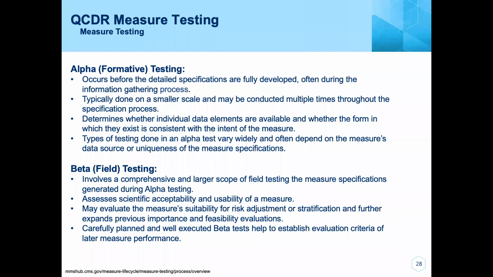The beta, or field testing, involves a more comprehensive and larger scope of testing than the measure specifications that are generated during the alpha testing. Beta testing assesses scientific acceptability and usability of a measure. It may also evaluate the measure's suitability for risk adjustment or stratification, and then further expands previous importance and feasibility evaluations. A carefully planned and well-executed beta test helps to establish evaluation criteria of later measure performance. Next slide, please.